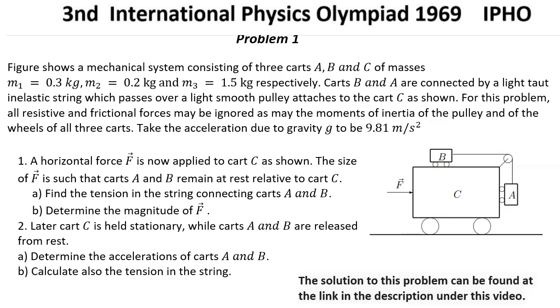First question. A horizontal force F is now applied to cart C as shown. The size of F is such that carts A and B remain at rest relative to cart C. A. Find the tension in the string connecting carts A and B. B. Determine the magnitude of F. Part 2.